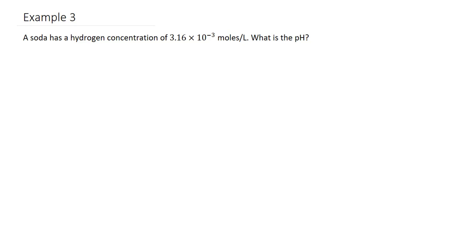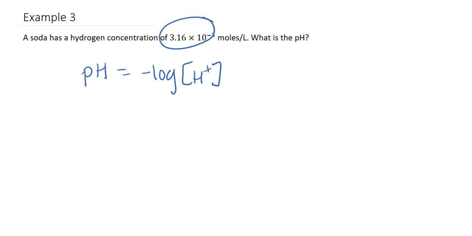Example 3: a soda has a hydrogen concentration of 3.16 times 10 to the negative 3 moles per liter. What's the pH? We're going to use the first equation, where pH equals the negative log of H+. This is our H+, the concentration. So I'm going to plug this in and get the negative log.